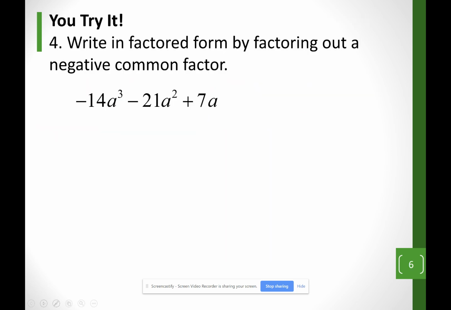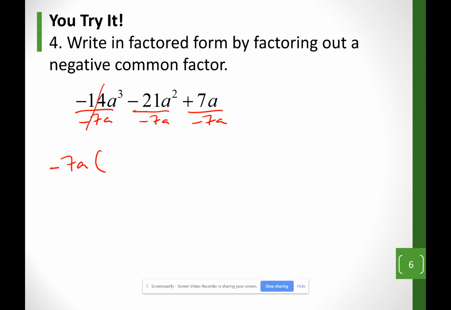Now, in this case, it's basically the same thing, but I see my first number is a negative, so I'm going to factor out a negative value. Let me factor a negative 7a. I'm going to open parentheses. Let me divide everything by a negative 7a.